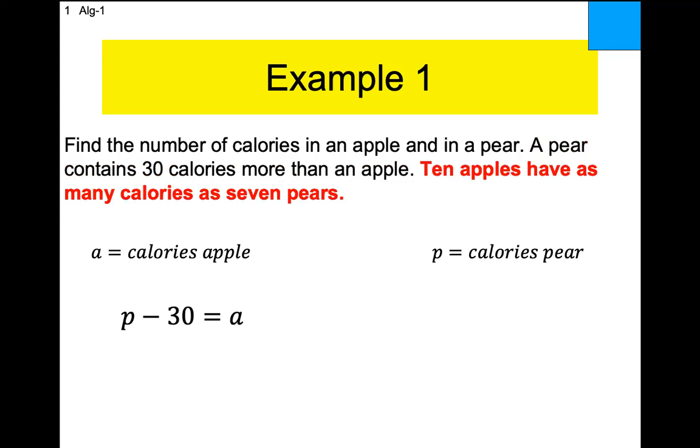What's the second sentence say? 10 apples have as many calories as 7 pears. This is the easy one. So 10A. So 10 apples have the same number, that literally means equal, have the same as, so what do I write? Was I right? The second one was easy? Yeah, but the first one is hard, second one was easy.